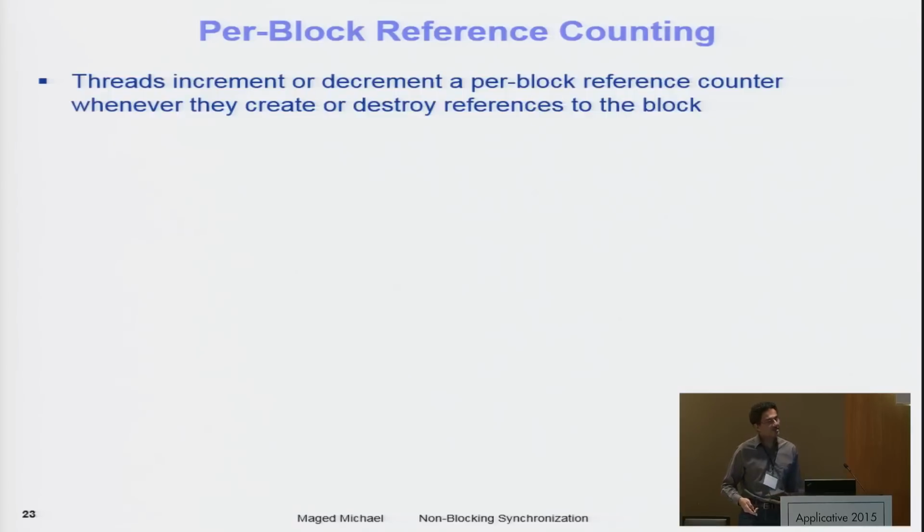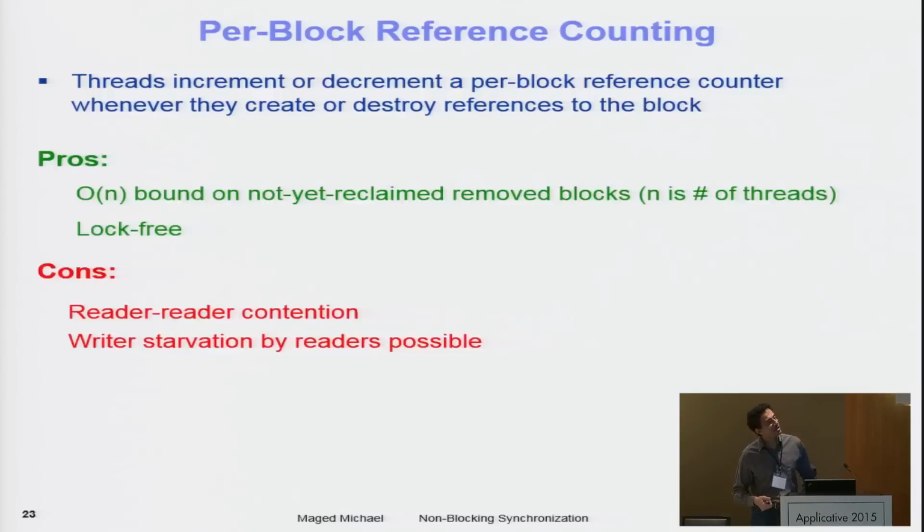So there is per block reference counting. This is very fine grained. Basically, every time I'm creating a reference to a dynamic block, I atomically increment a reference counter, and every time I'm releasing that reference, I decrement that counter. So it has high overhead for doing the operations. So the pros, it's the tightest.